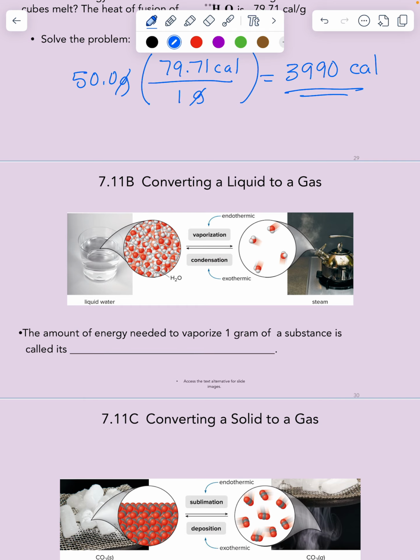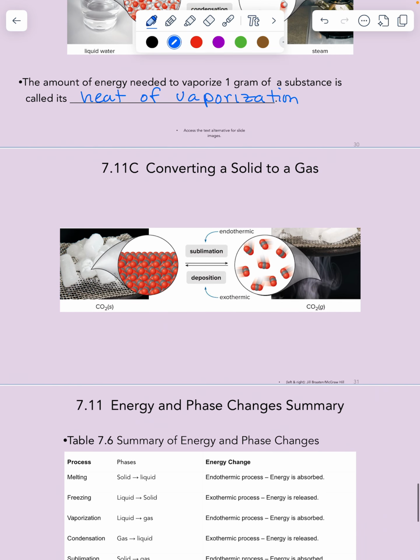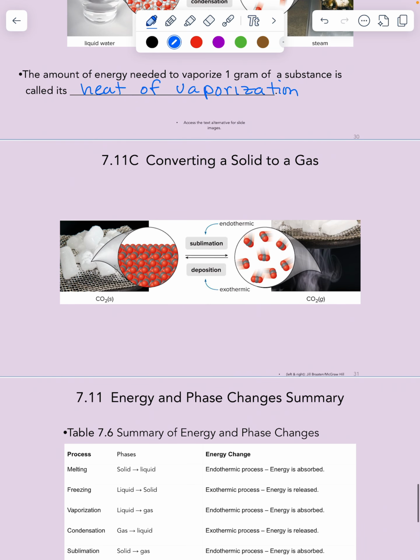There's also a phase change that you may or may not have heard of before called sublimation and deposition. Sublimation is where you have a solid that turns directly into a gas without passing through the liquid state. An example of sublimation would be dry ice. Maybe you've had some experience with dry ice before. Dry ice sublimates very easily. When you put the solid on a table, it starts turning into a vapor immediately.